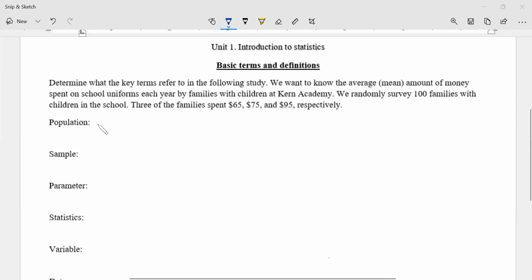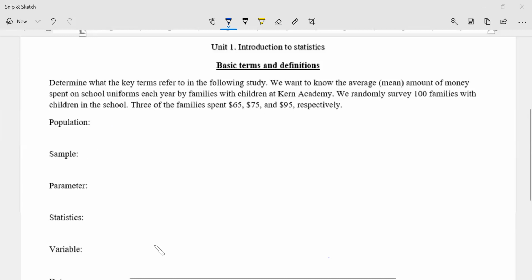So for population, like I said, I'm not going to be able to write it. You guys could see that I was not able to. So what I will type for my answer, the population will be families with children in Current Academy. That's who I'm studying. It could be hundreds or thousands of families. I'm not quite sure at this time. Remember, Current Academy is an academy I invented. So we're doing a study on this population.